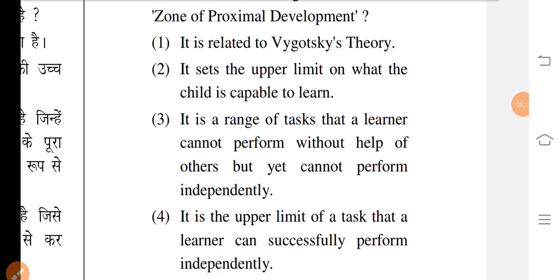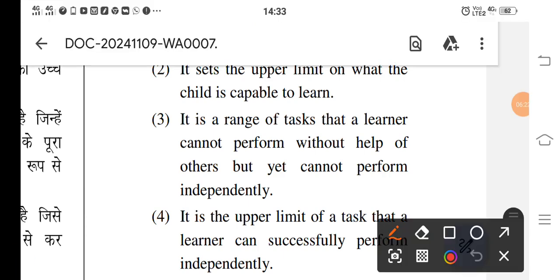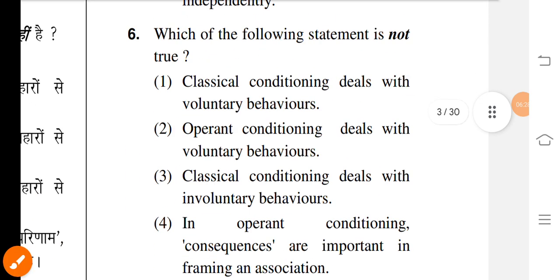So the fourth one is that it is the upper limit of a task that a learner can successfully perform independently. No, he cannot perform independently. Okay, so the correct answer will be the fourth one. Okay, moving on to the next question.